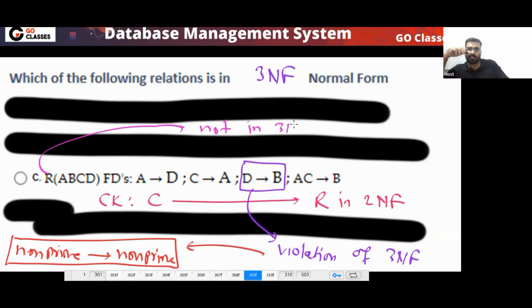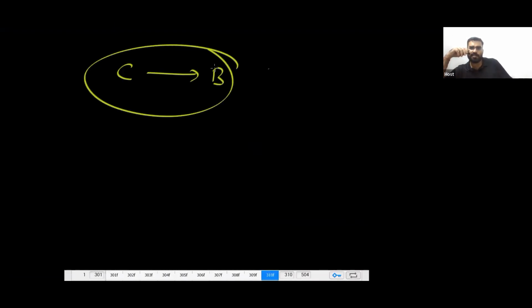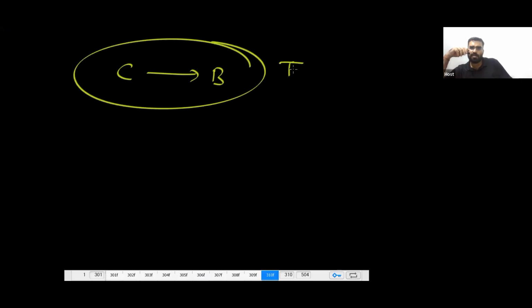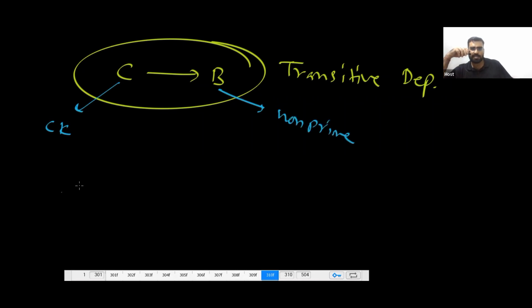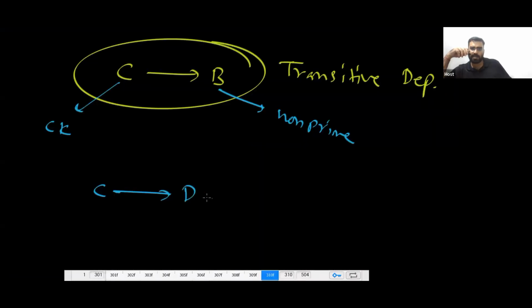Can you check the same thing? Is there any transitive dependency? Yes, this is the transitive dependency. For example, I can say C determining B. This is transitive dependency. Agree or not? This is transitive dependency where this is the candidate key, this is the non-prime attribute. So this is picture perfect.